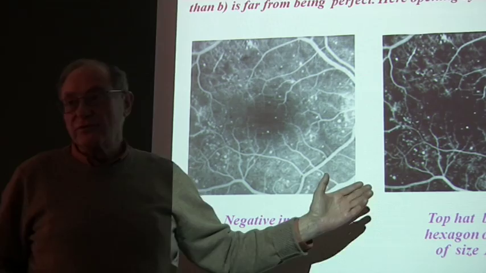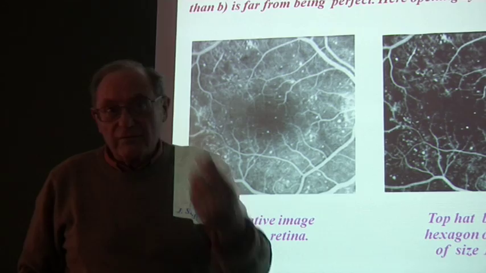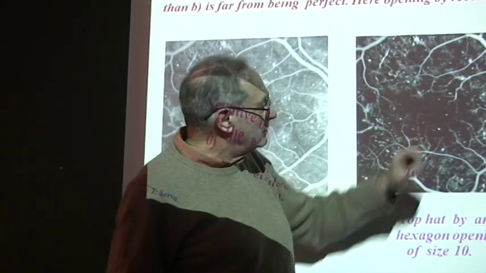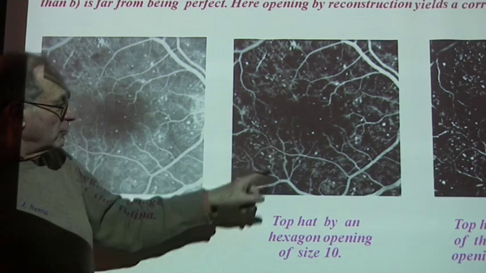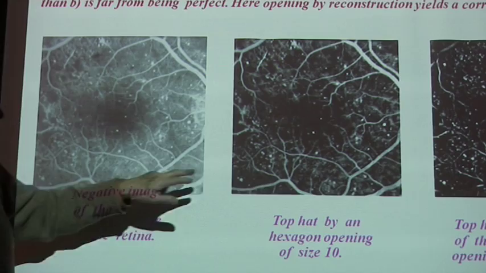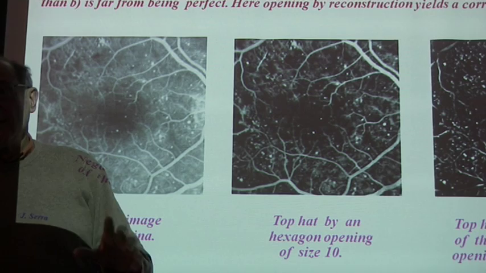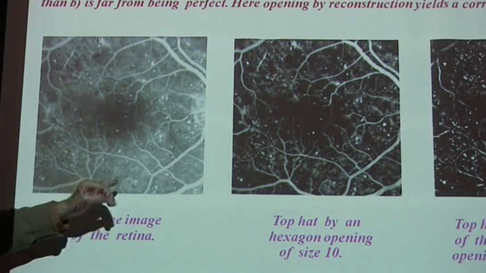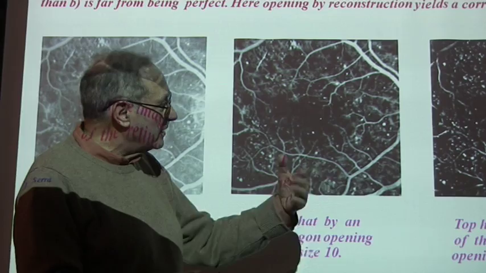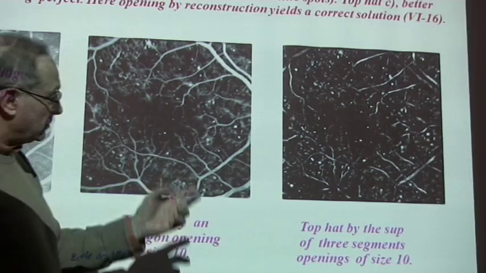So how to measure that? By taking a photograph of the background of the retina. You have to count this. And if you make an opening by a hexagon, you will effectively have all this zone, but you will also have all that. And that is not interesting. So we have to try to find a good opening for extracting the small round particles and not the long ones. Now, if we take the top hat by several segments, then we have something better. It is not perfect, but it is better.